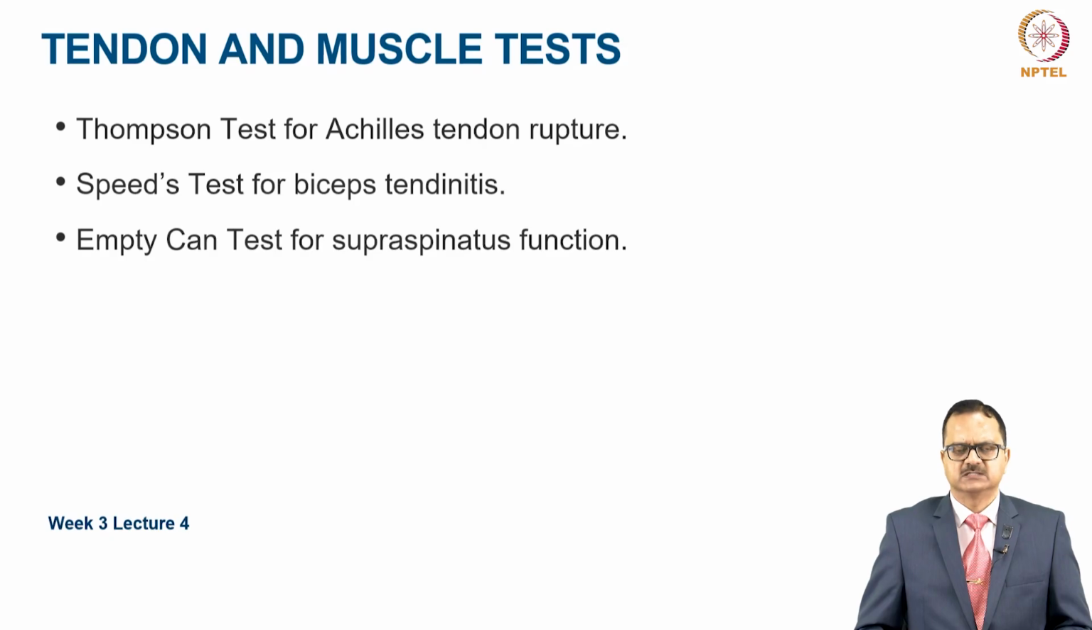Tendon and muscle tests. Any tendon can be put under load in the direction of the load bearing and can be tested. If the athlete is unable to perform that activity, you can conclude that there is a tendon rupture. So, Thompson test for Achilles tendon, Speed's test for biceps tendon, and empty can test for supraspinatus tendon.